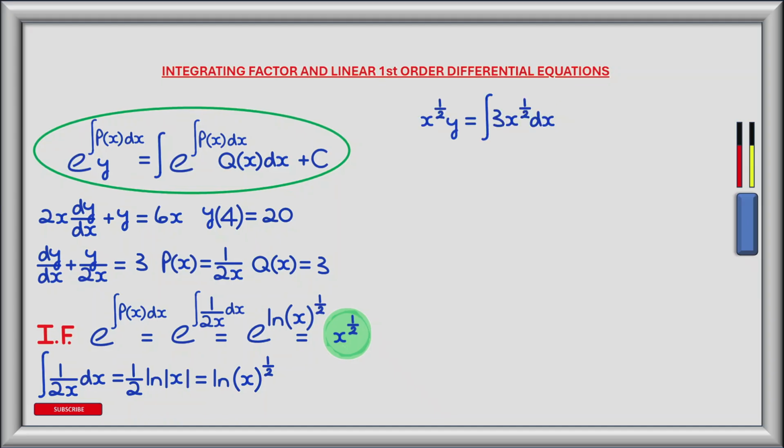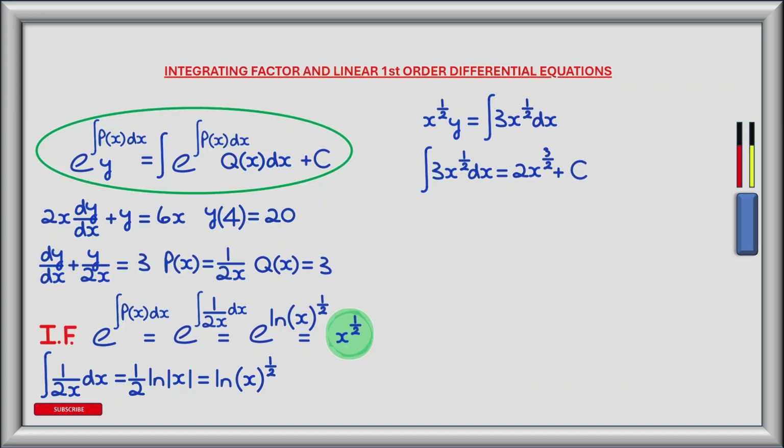So now if we plug our integrating factor into the formula shown here, we have the integrating factor, so x to the power of a half multiplied by y is equal to the integral of the integrating factor, so x to the power of a half multiplied by q(x), which is 3, dx.